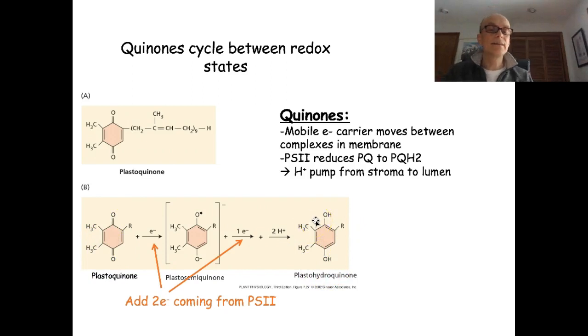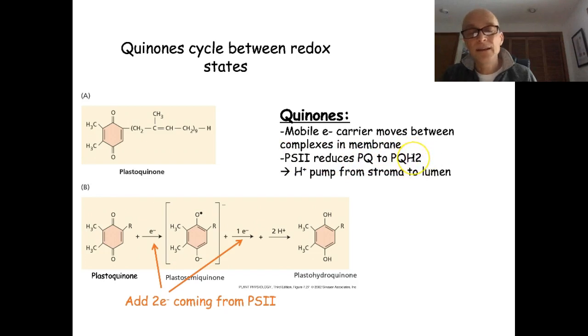So that is why this chemical is called an electron carrier. Right? It can pick up electrons along with hydrogens and move the energy to the next level. So it's a mobile electron carrier. It moves between complexes in the membrane, so the photosystem 2, and then later on the cytochrome B6F. It reduces plastoquinone to plastohydroquinone.